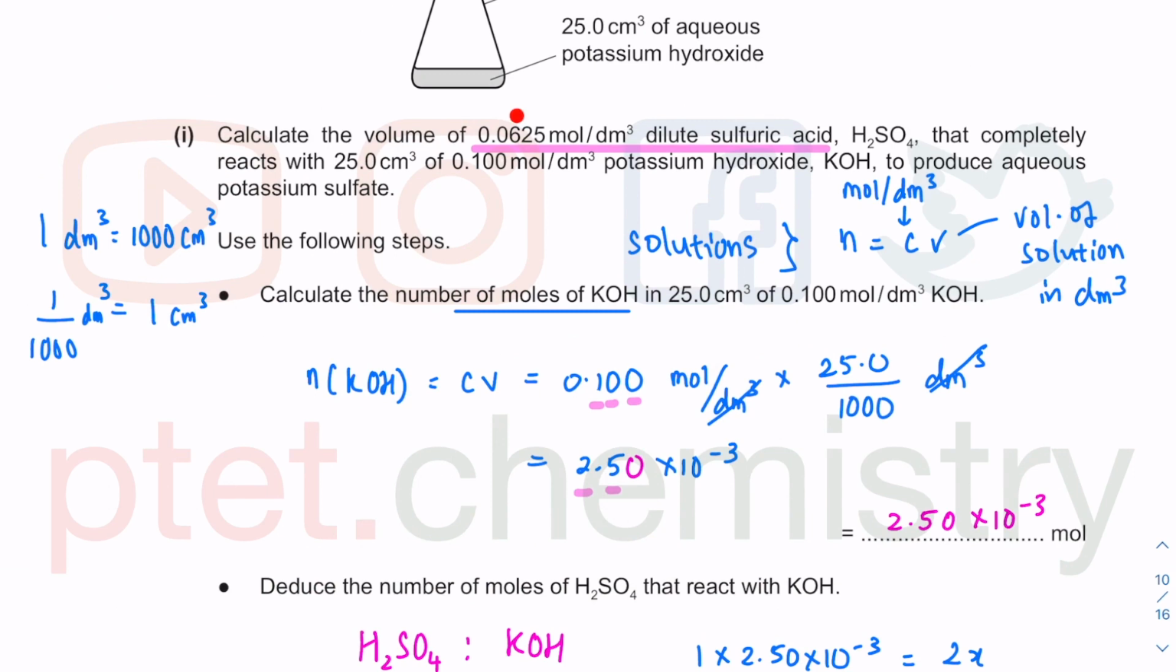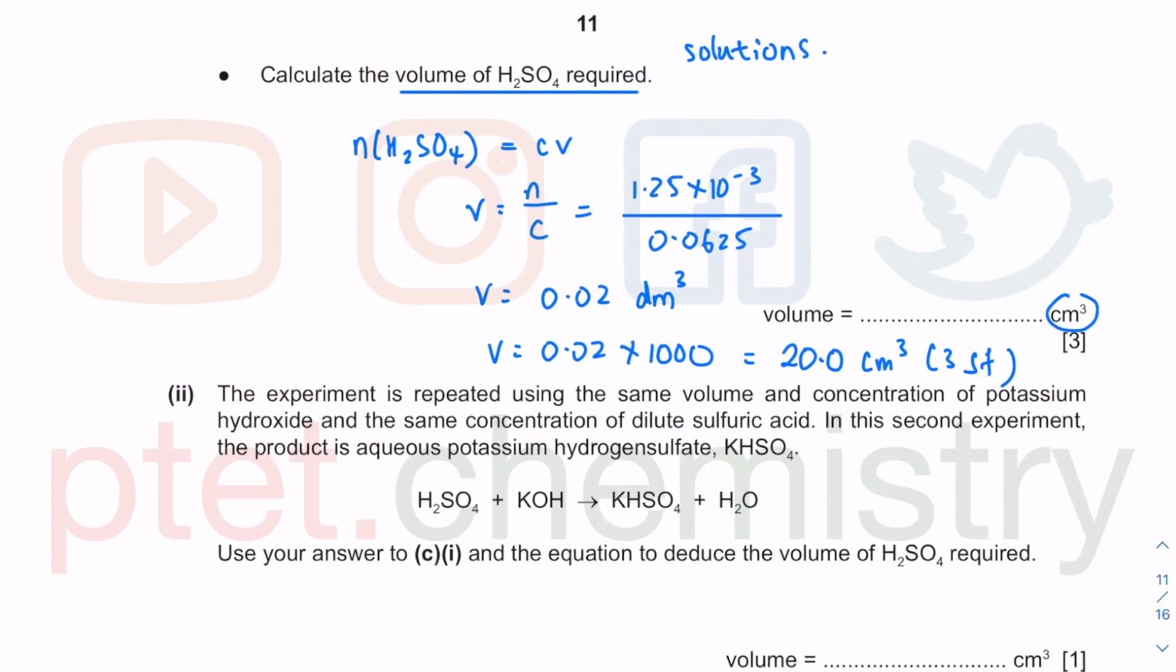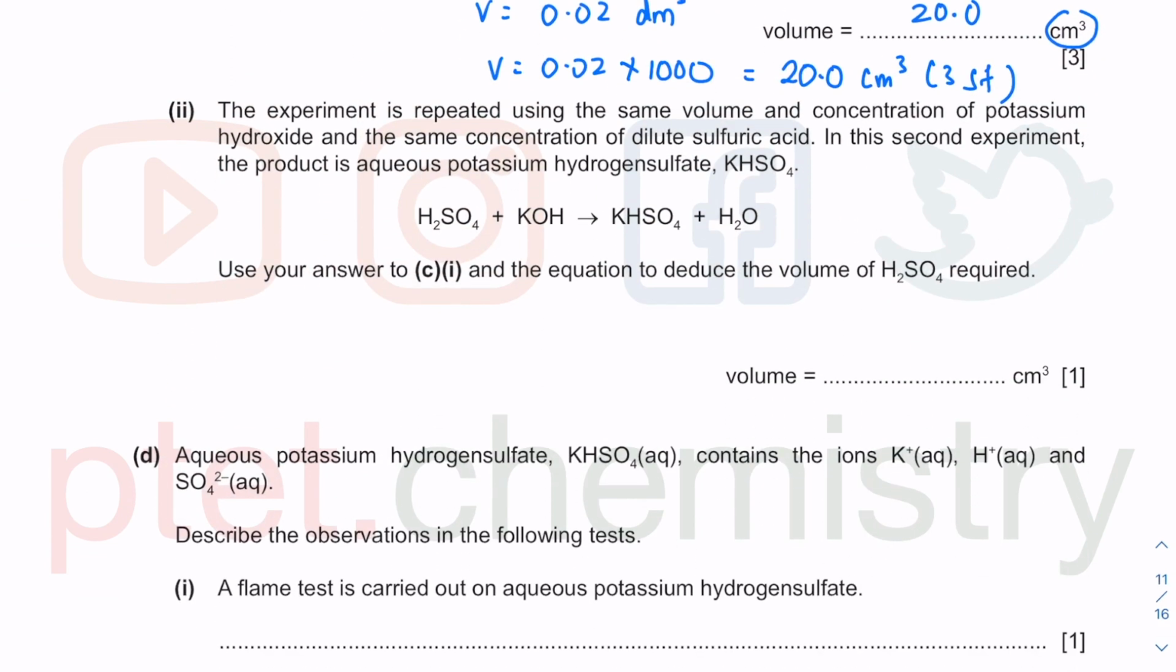You can also see 1, 2, 3 sig fig in the original data there, and you also had 3 sig fig there and 3 sig fig there. So significant figures, it comes down to decision making. What is the appropriate number of significant figures there? So 20.0 cm cubed there. So now in part 2, we are repeating the whole same titration, same volume and concentration of potassium hydroxide.